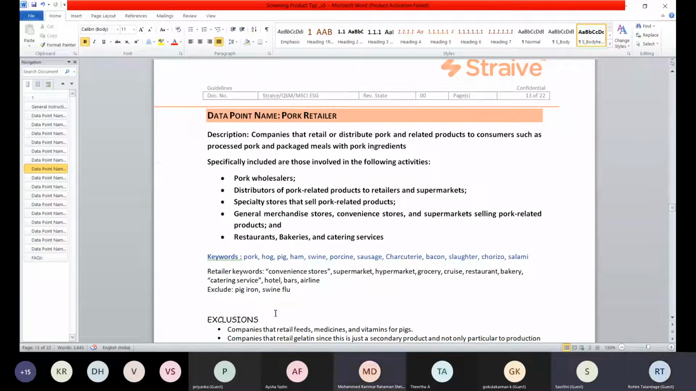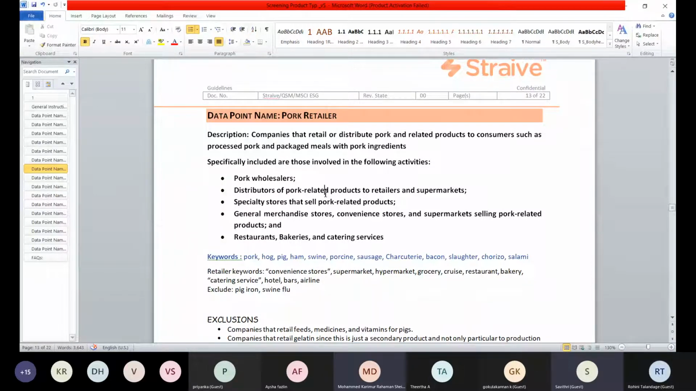Can you say about the pork? Yeah. For this data point, you go with keywords like pork, pig, ham, swine, everything. If any company that you are processing now is a pork retailer, they can directly retail those processed pork, or if they are into a restaurant and they provide food in their menu which includes pork, then that also will be a pork retailer.